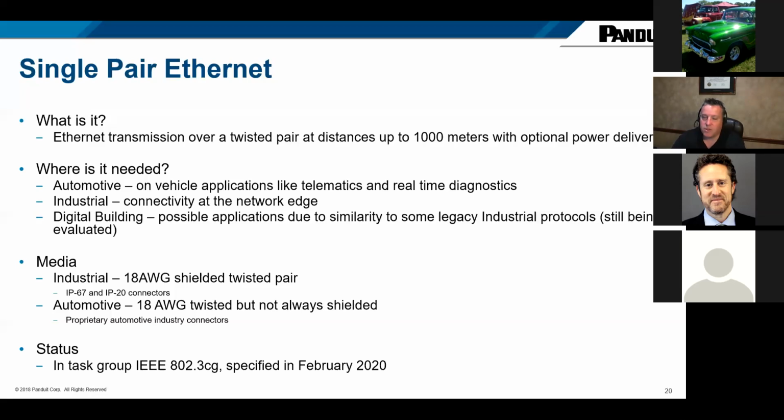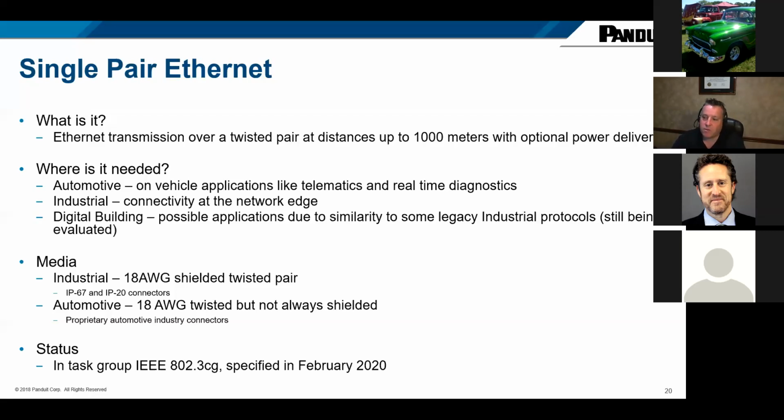Sounds too good to be true. There is a gotcha. Okay, so by getting to 1,000 meters, we are limited in speeds. So this is not a high performance Ethernet backbone cabling. This is edge of the device, 10 megabits per second. Okay, so that's the limitation. But you can do bus style, or you can do point-to-point connectivity with this. And there's one more cool thing about it. You can deliver power over this as well. So you can power the edge devices over single pair Ethernet. It's like PoE, but it's called PoDL.